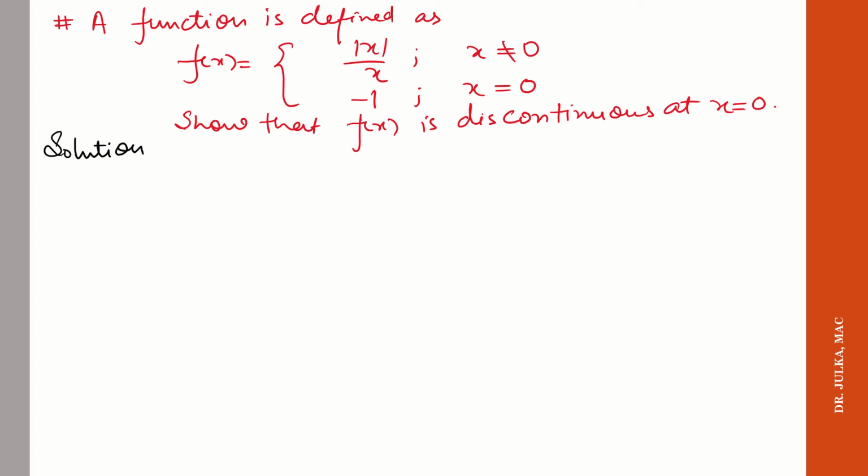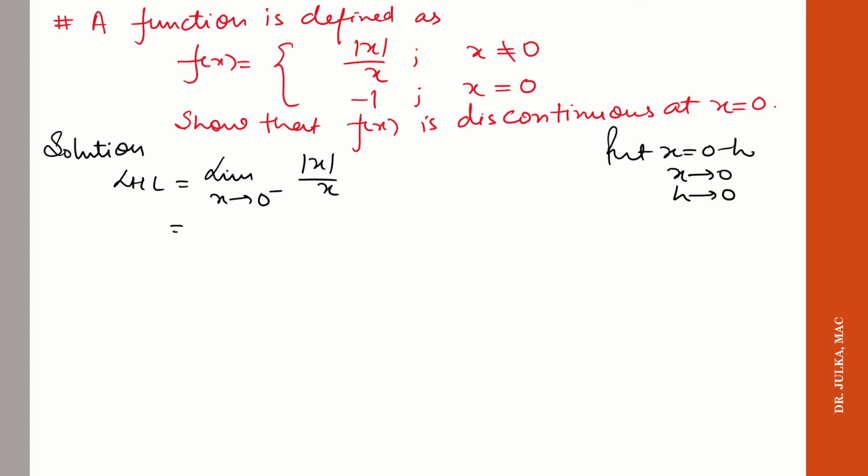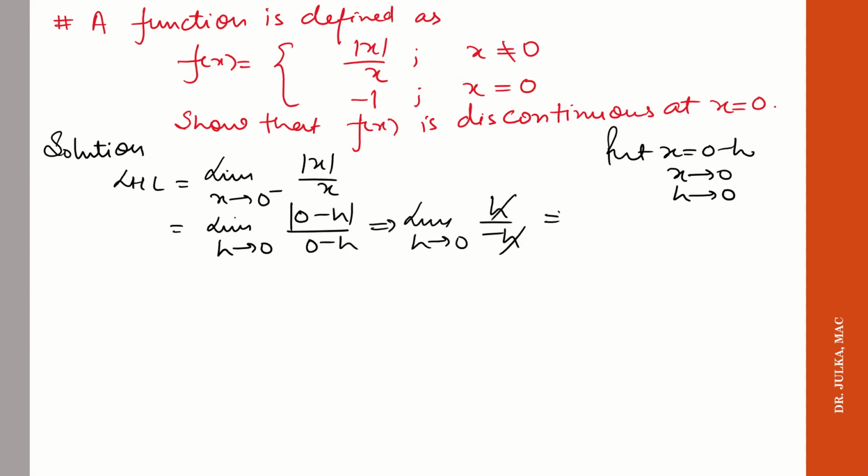Starting with left hand limit. Limit x tends to 0 negative. So this implies less than 0. So function is mod x upon x. Put x equal to 0 minus h. x tends to 0, so h tends to 0. Limit h tends to 0 and replace x by 0 minus h. And now we have minus h upon minus h, which is equal to minus 1.